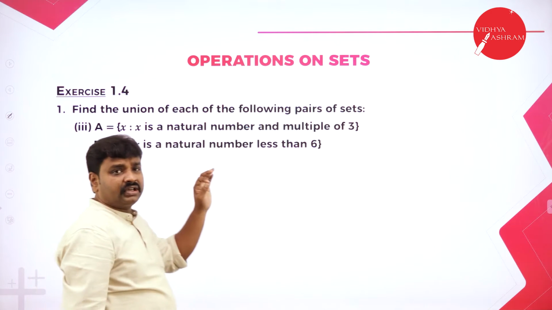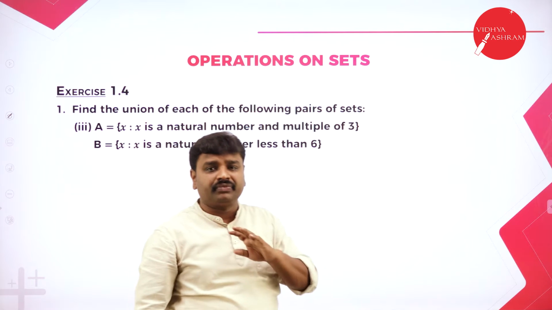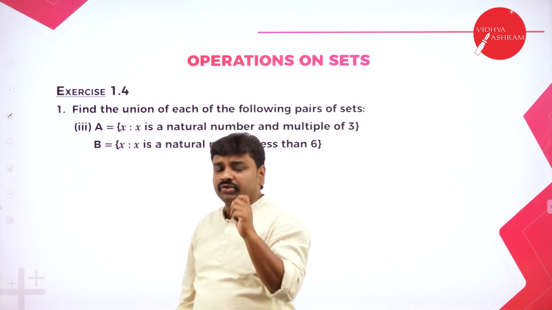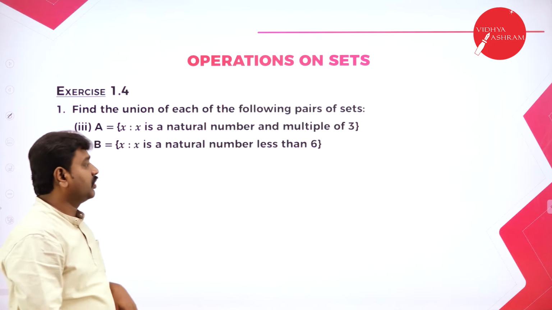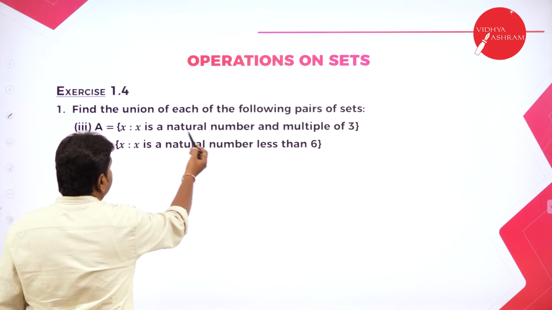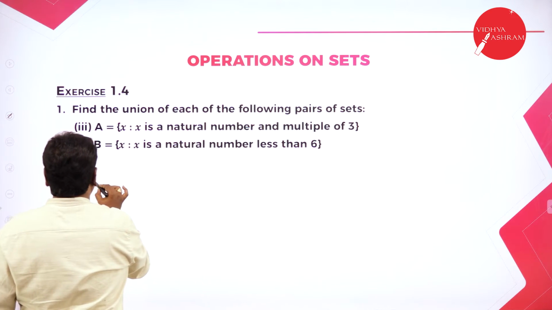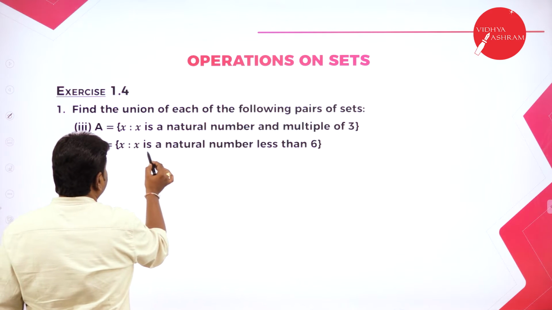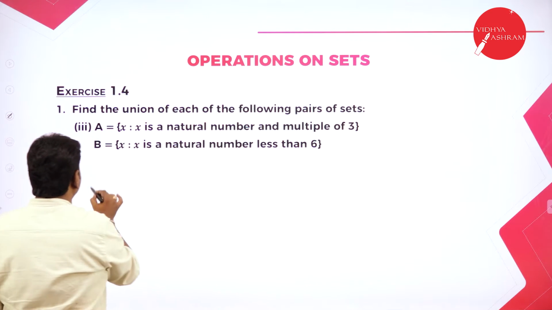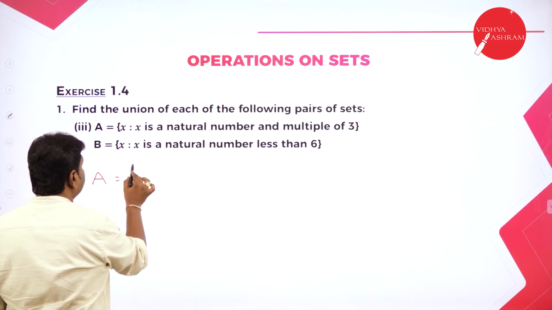They gave it in set builder form. So first we'll write it in tabular form. x is such that x is a natural number and multiple of 3. That is set A. And B, x is such that x is a natural number less than 6. So A is an infinite set.